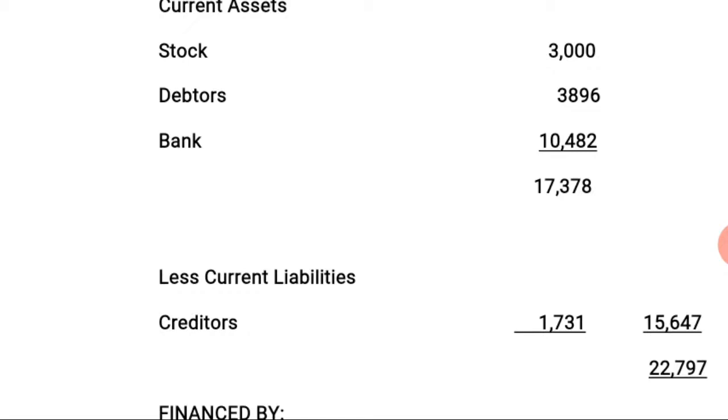The total of the current asset, we are going to less our current liability from it. So what is our current liability? We have only creditors as our current liability in this question. So you less the creditors of 1,731 naira from the total of the current asset, which was 17,378 naira. Then we realize the working capital of 15,647 naira.